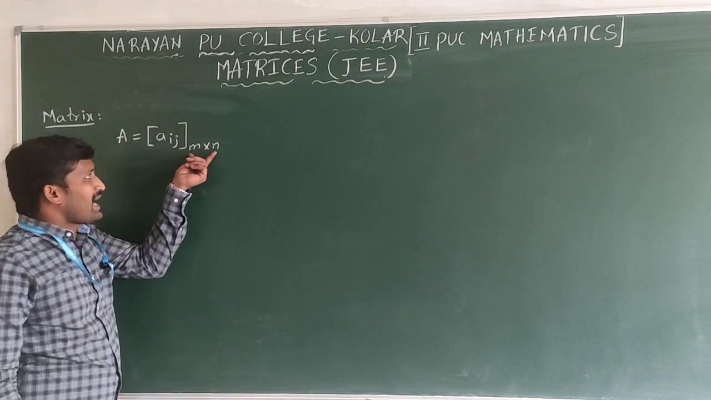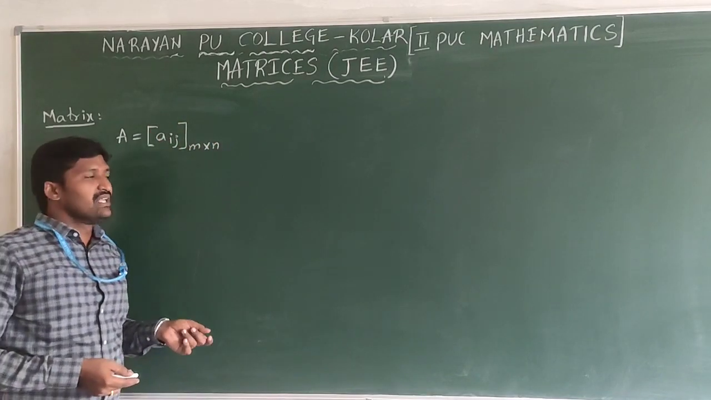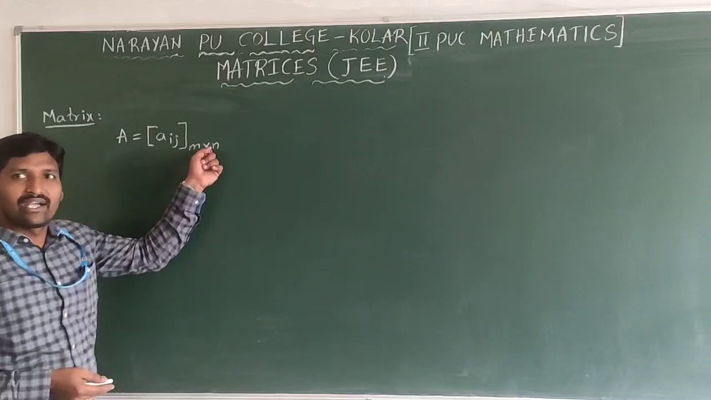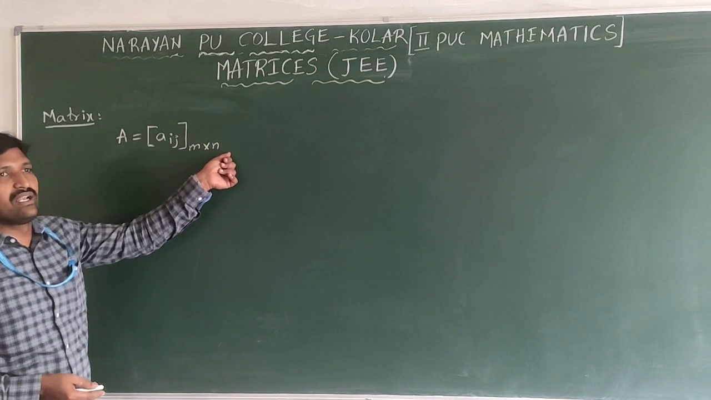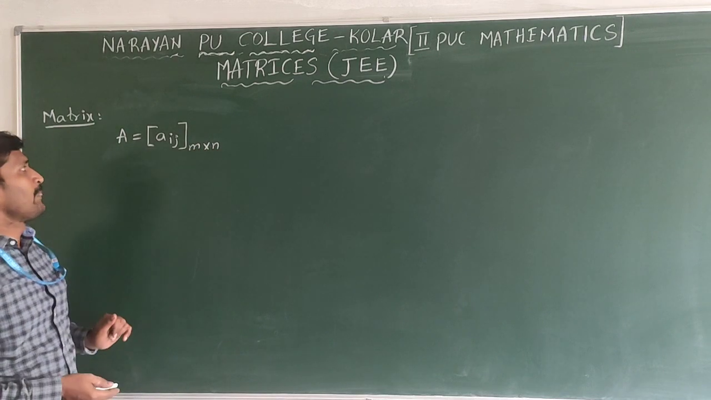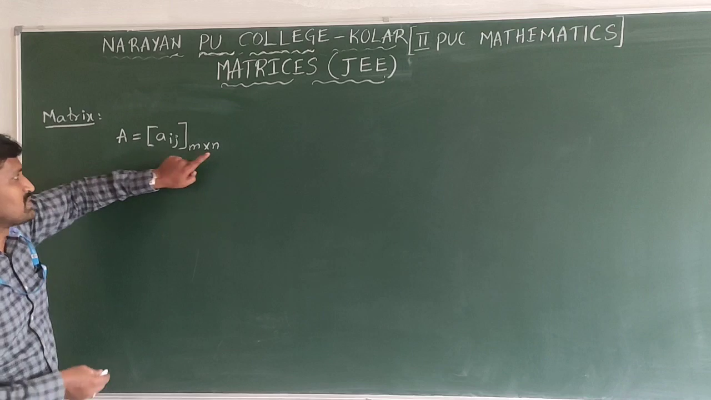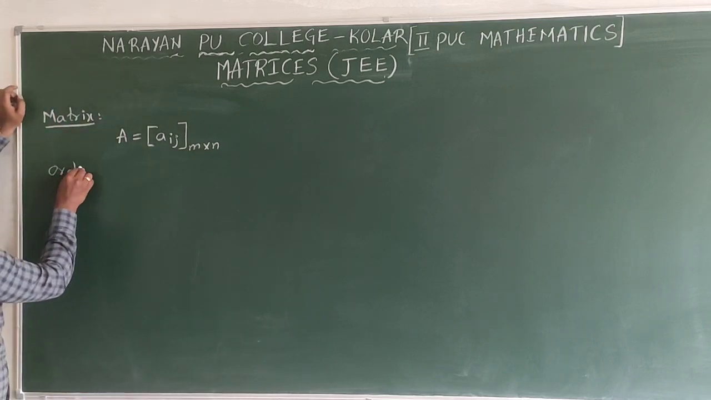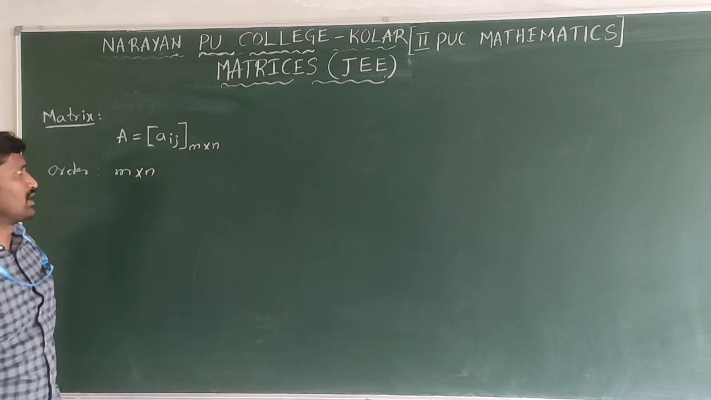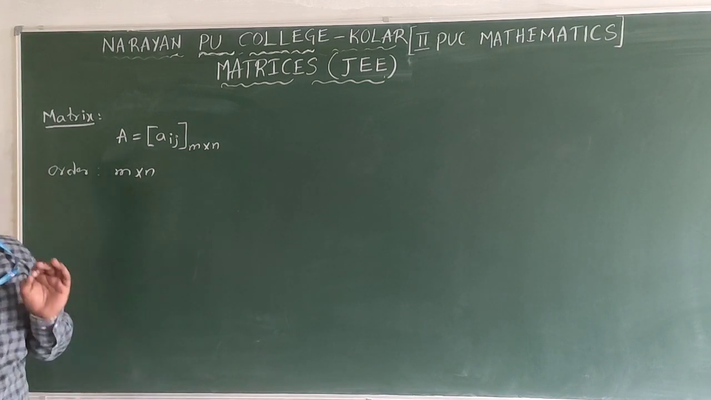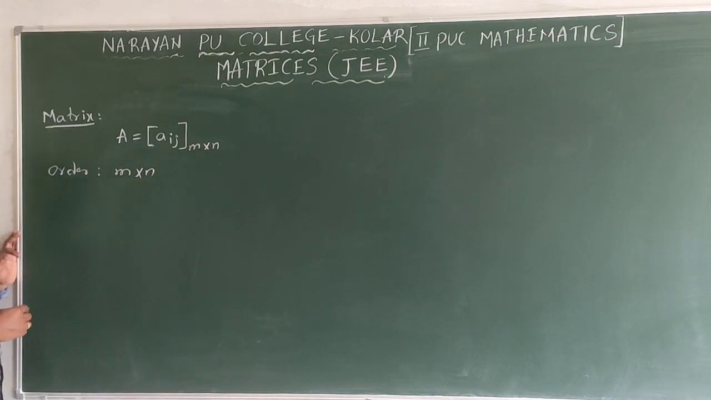Then the order of this matrix. How to write it? What is the meaning of order? Order of the matrix means the number of rows cross number of columns. Otherwise you can read rows by columns. M cross n. Here m by n is the number of rows cross number of columns. That is called order. Now we have learned what is the order of the matrix.